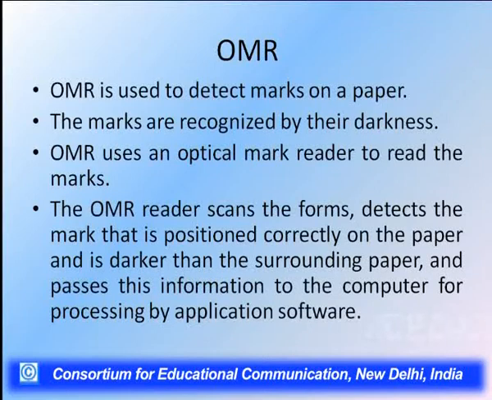The OMR reader scans the forms, detects the mark that is positioned correctly on the paper and is darker than the surrounding paper, and passes this information to the computer for processing by the application software. So OMR basically uses a beam of light, and wherever the beam of light gets reflected, the mark is detected. Because we distinguish the dark area as compared to the surrounding area which has not been darkened, which does not have a mark on it.